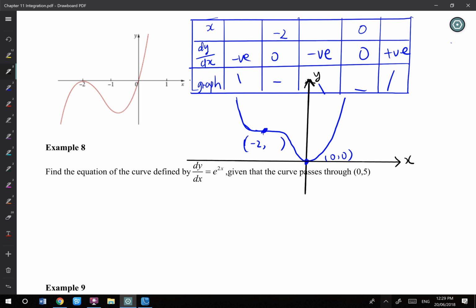We need to look at the x-intercept. This is a derivative graph, so we need to look at the intercept. We look at -2 and 0. So we put -2 and 0 at those two spots in order.